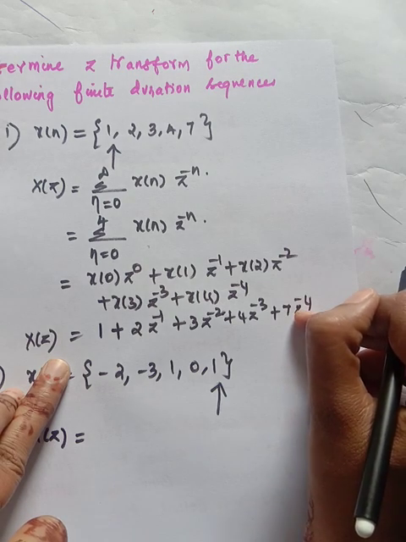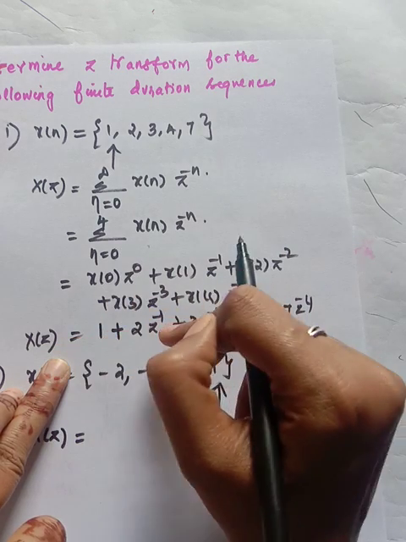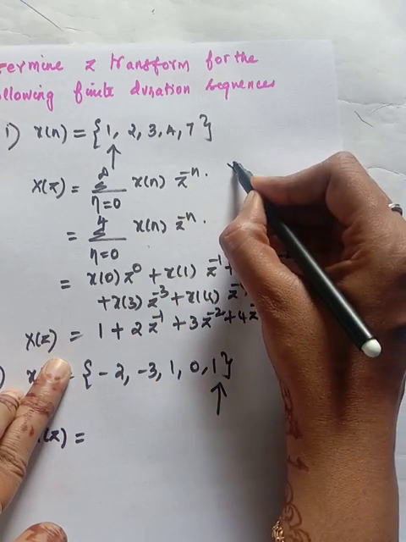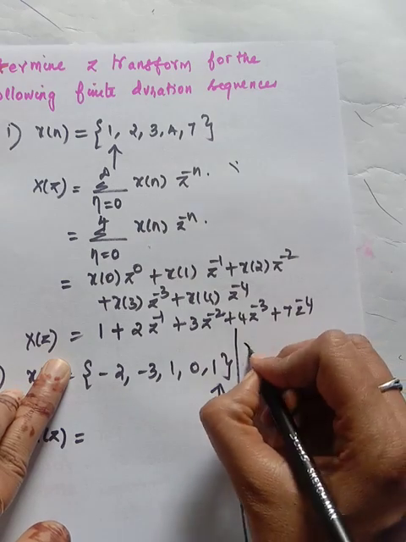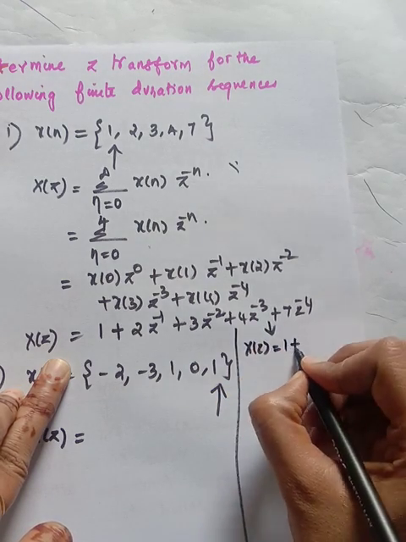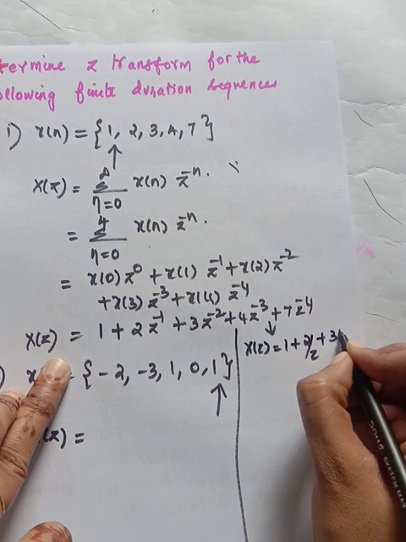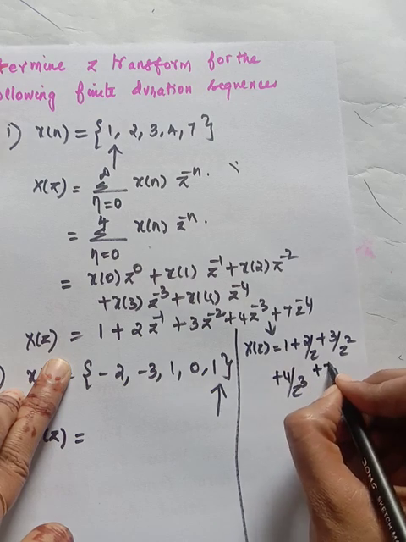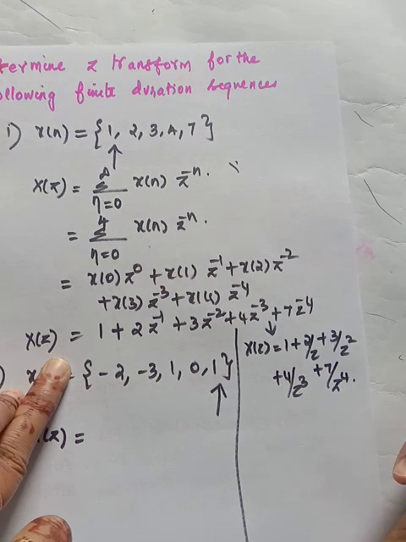For which value will the sequence attain infinity? I will write it here. X of z, this is the continuation, X of z is equal to 1 by z plus 2 by z square plus 3 by z cube, plus 4 by z power 4. You can write it like this.